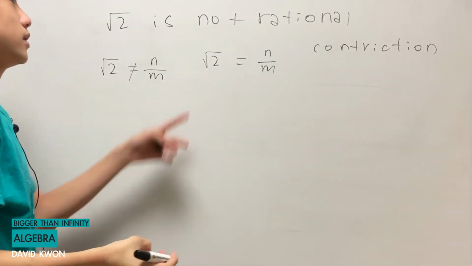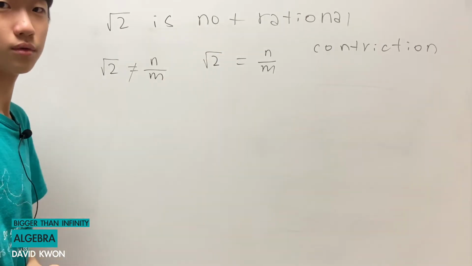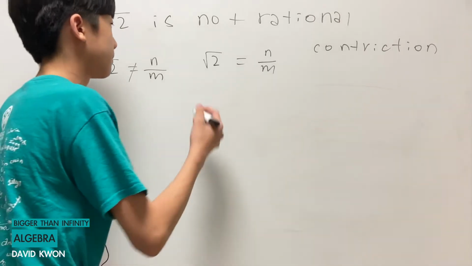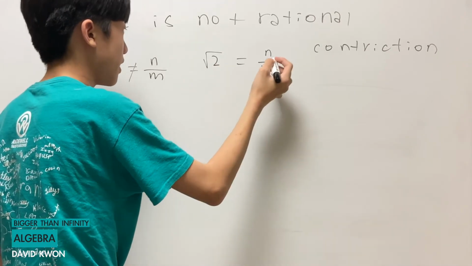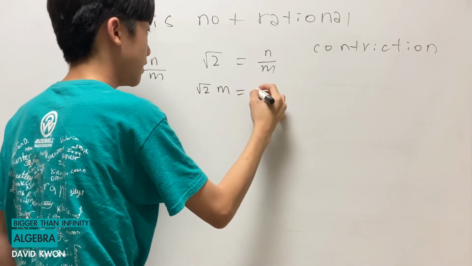Okay? This is one of the hints that it gave us: not rational. So let's assume it is rational and see what happens. So from here I will multiply m on both sides, getting this.